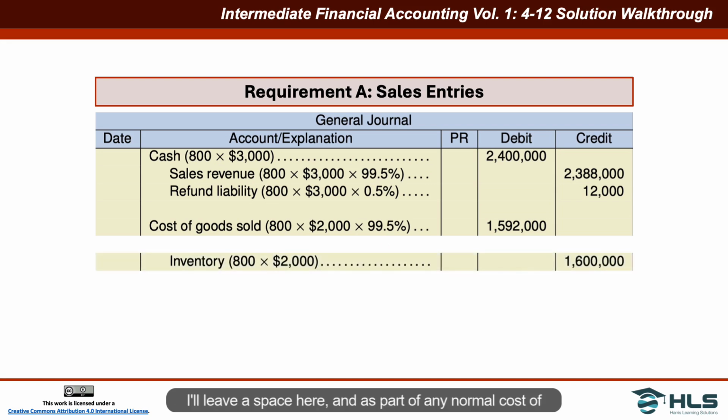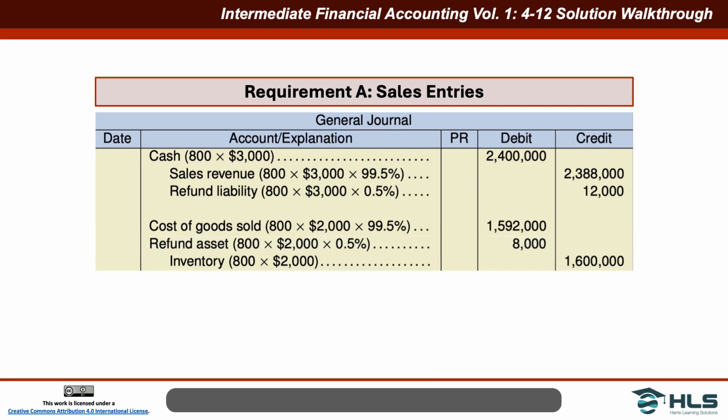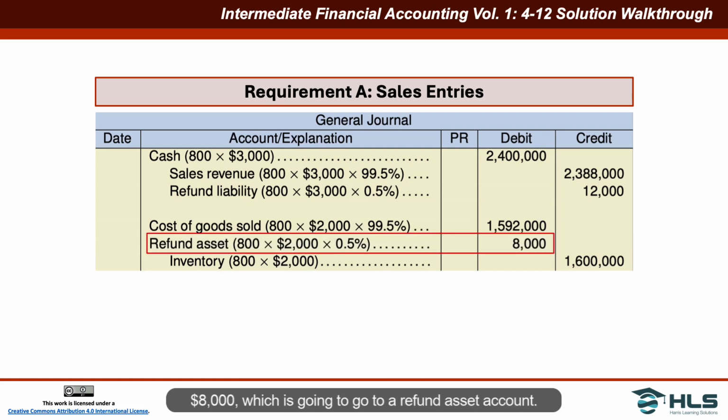And as part of any normal cost of goods sold entry, we're going to have to credit inventory for the units that are sold. So 800 units times the cost of goods sold of $2,000 is $1.6 million. For this journal entry to balance, we're missing a debit of $8,000, which is going to go to a refund asset account. And the equivalent calculation for that is 800 units times $2,000 times the 0.5% estimated returns rate.